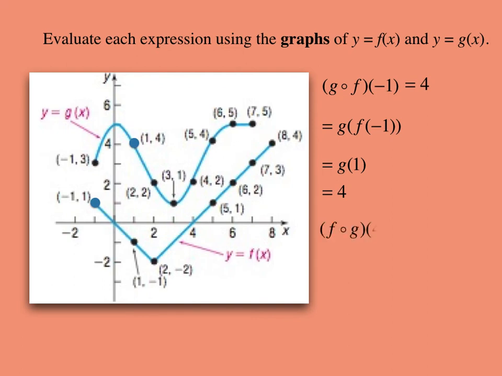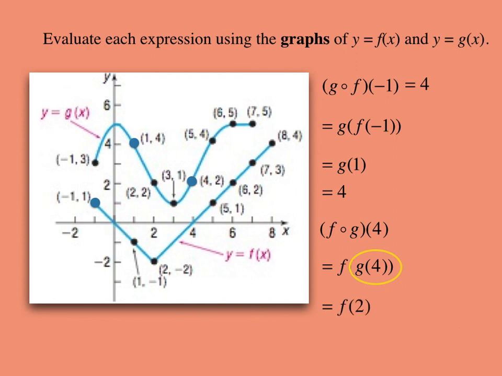Now let's find f of g of 4. We can write it this way. We'll start with g of 4, looking at your x-axis at 4, finding the value of the g curve. So the value of the function g at x equals 4 is 2.